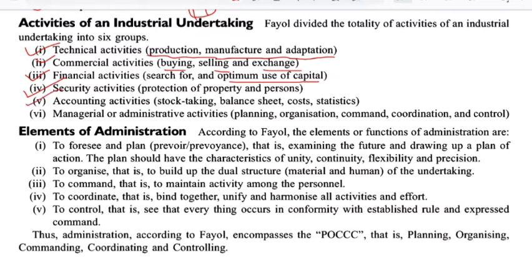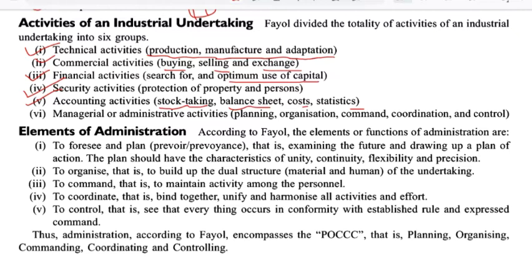Accounting activities mean basic accounting activities such as stock taking, balance sheet, cost, and statistics. What the liabilities and assets of the company are will come under this head.